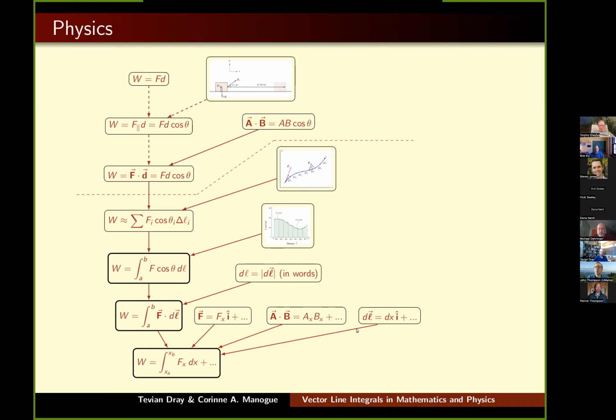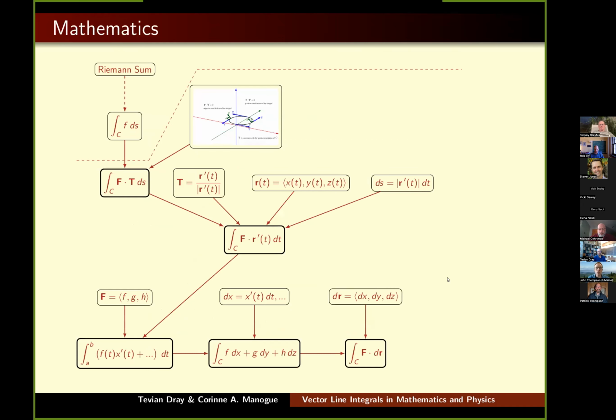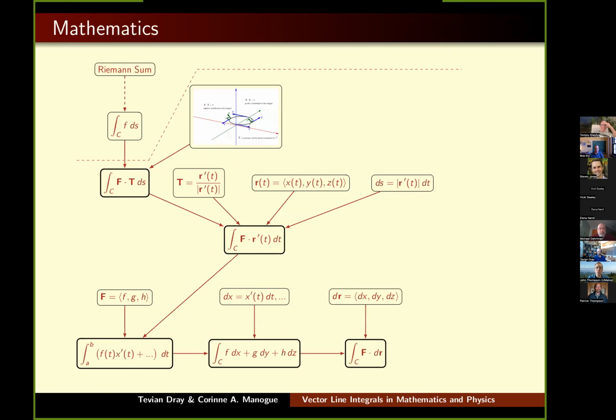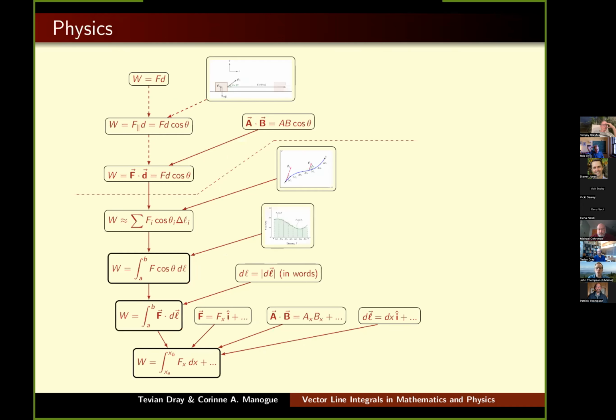So I don't have time to go through the full details of this analysis, but I hope you can see just by a quick look at these two pictures that the paths are different, and the cognitive load is significantly different.